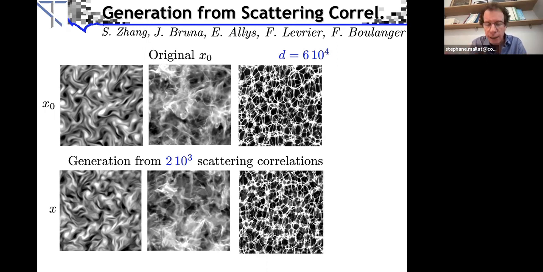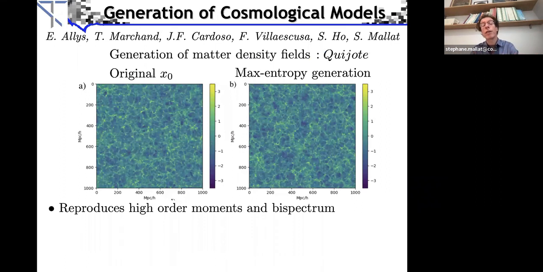We know exactly what kind of interactions we are calculating across scales. So that's the kind of thing that we've been applying to cosmology. That's work that was done in collaboration with physicists at École Normale Supérieure in the Astrophysics Cosmological Group, led in particular by Erwan Alice.